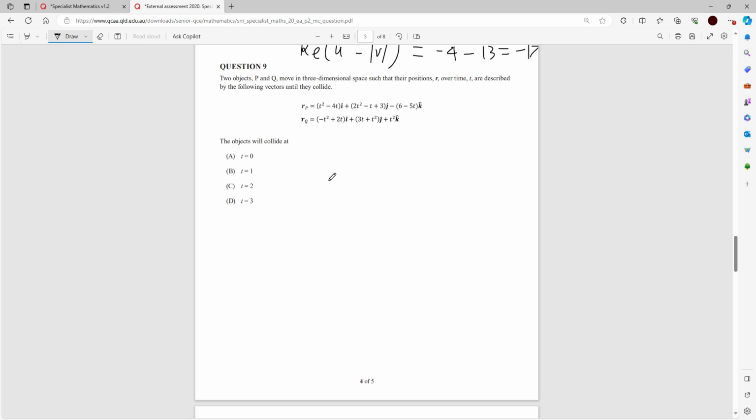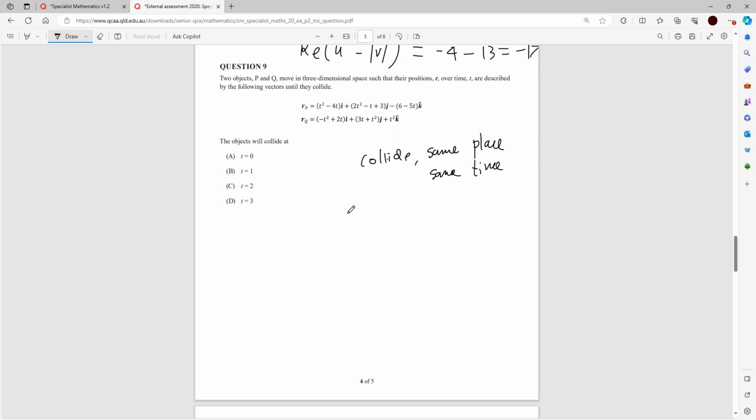So, two objects, P and Q, move in three-dimensional space such that positions R over time are described by the following vectors until they collide. So that's the path of the particle P, and that's the path of the particle Q. You can see they're both vector equations, and we'll work out when they collide. So collide means same place, same time.